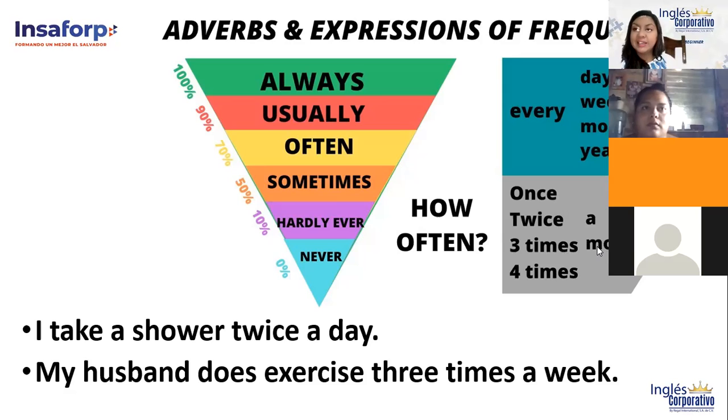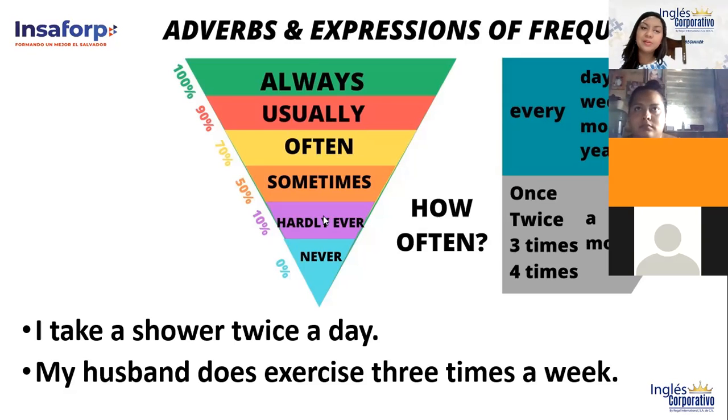Ahora, ¿qué necesito que hagan? Bueno, que usen los adverbs of frequency. Entonces, van a hacer oraciones usando always, usually, often, sometimes, hardly ever, and never. Aquí les salen 1, 2, 3, 4, 5, 6 sentences. And also, I would like to make other 6 sentences using the expressions of frequency.